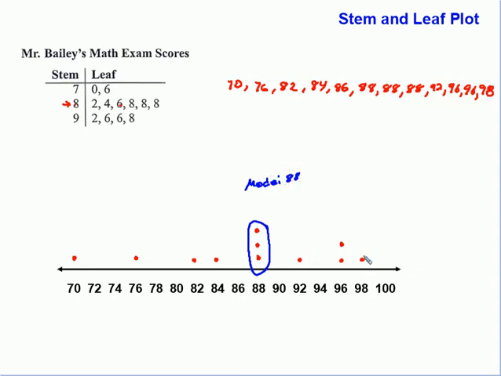And what's our range? Well, we find our highest item, and we subtract our lowest item from it. So 98 minus 70 gives me 28. So my range is 28, and that is all there is to it.